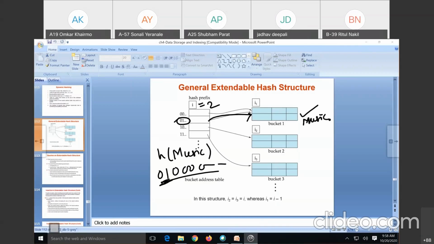Everyone clear? How to locate a record? Compute the hash function on the search key, h of music, for example. Suppose i is equal to 2. Then in that case, the first 2 bits are considered. Follow the pointer. This gives the address of the particular bucket where the actual record is stored. Is it clear? Now the second one, if we want to insert.